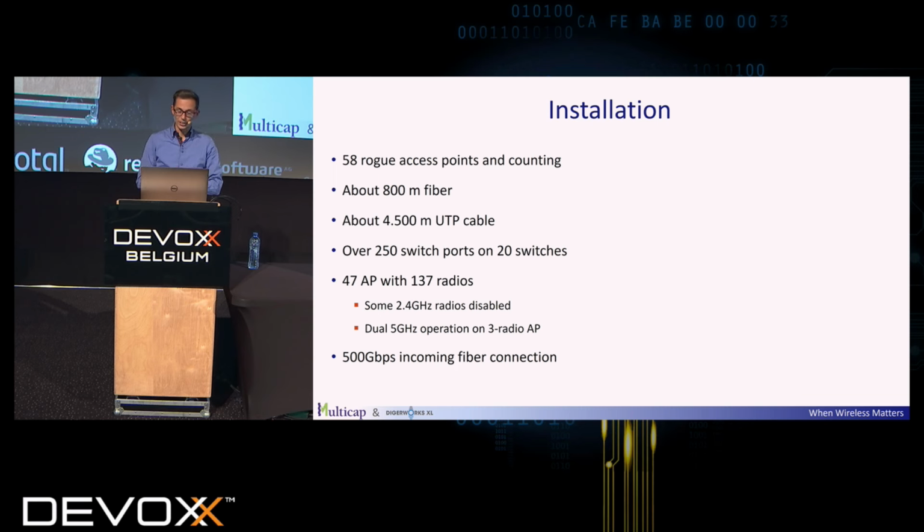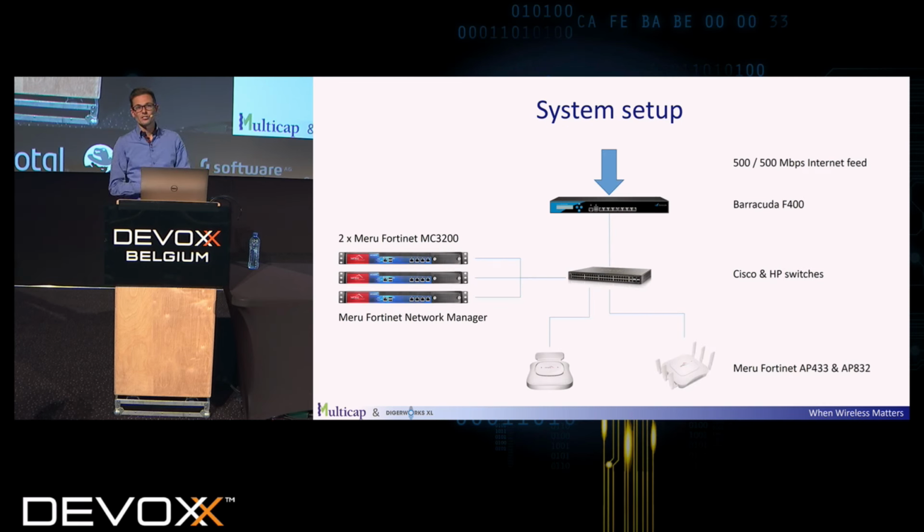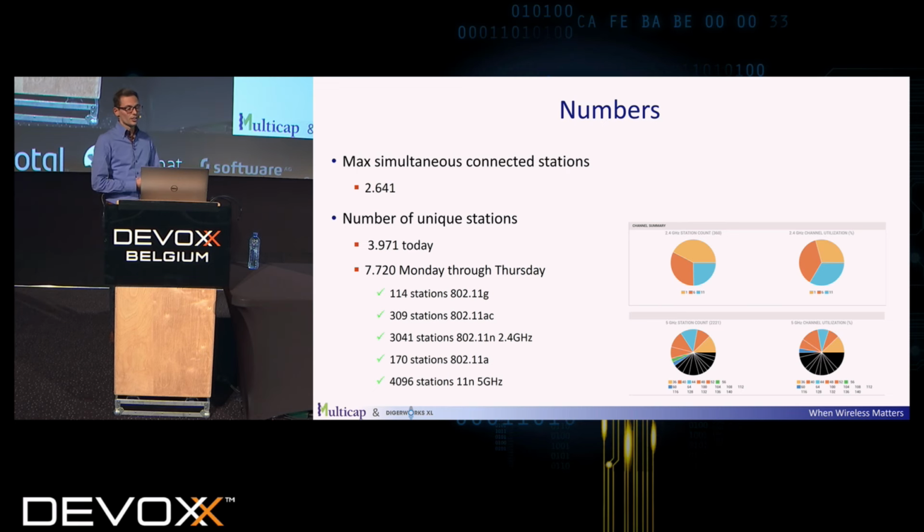In terms of the incoming internet connection, we have about 500 gigabits available for you, both upstream and downstream. The system setup is actually quite simple. We have the internet feed coming in right into the Barracuda F400 firewall, which basically doesn't block anything. So we try to give you as seamless an experience as we can. This is divided over the switches, going to two controllers with then a little less than 50 Meru, now Fortinet, access points deployed.